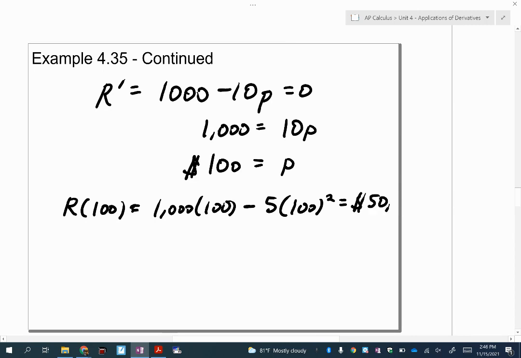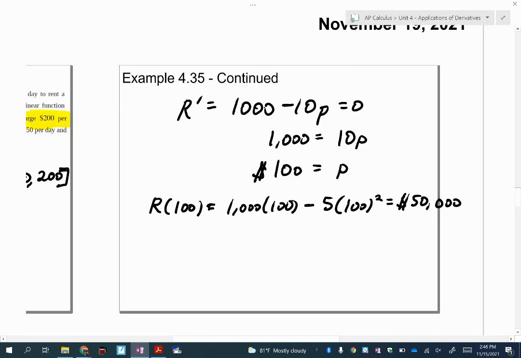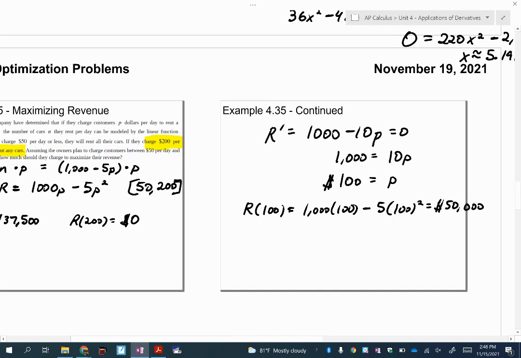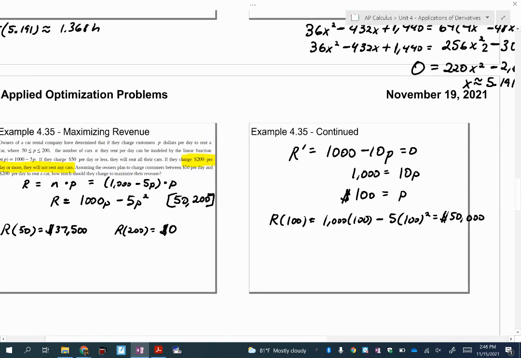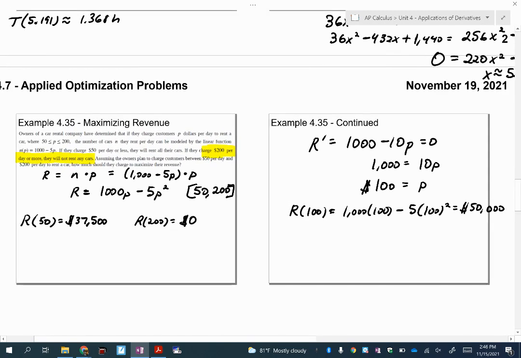And if you compare that to the revenue that we looked at for the endpoints, obviously we're not using 200 because that gave us $0 of revenue. We didn't rent a single car. But if we use $50 a day, we'll rent all our cars and we'll make $37,500.